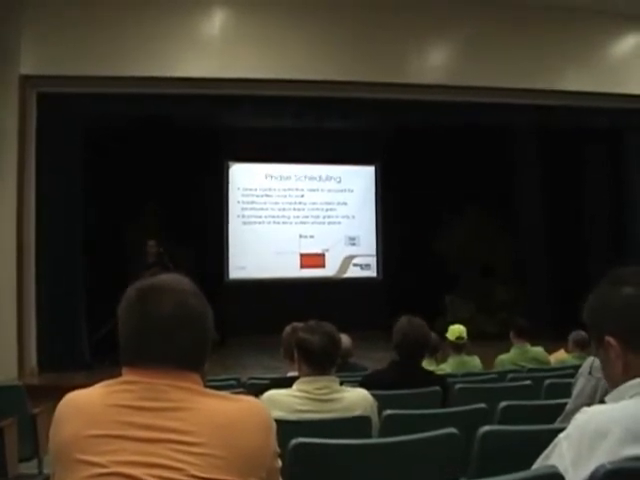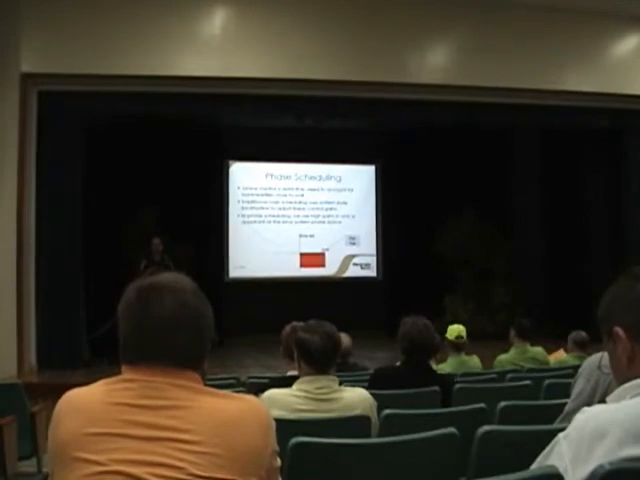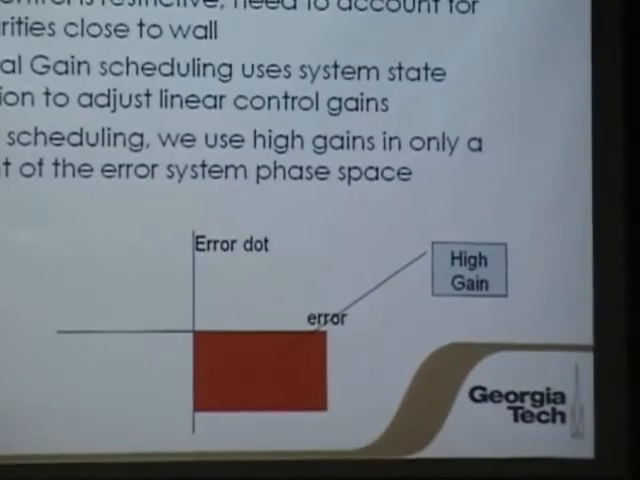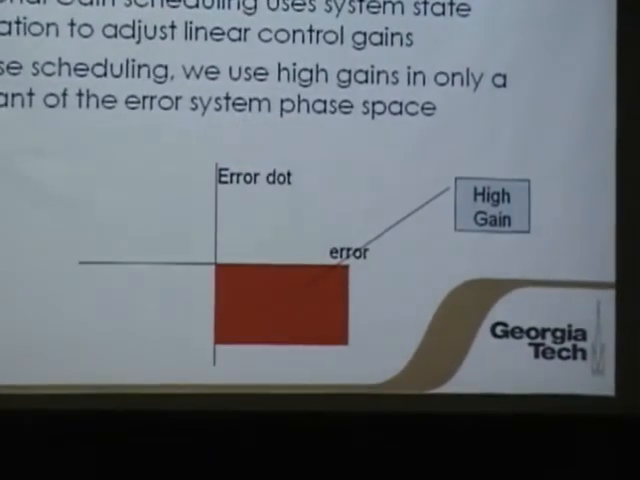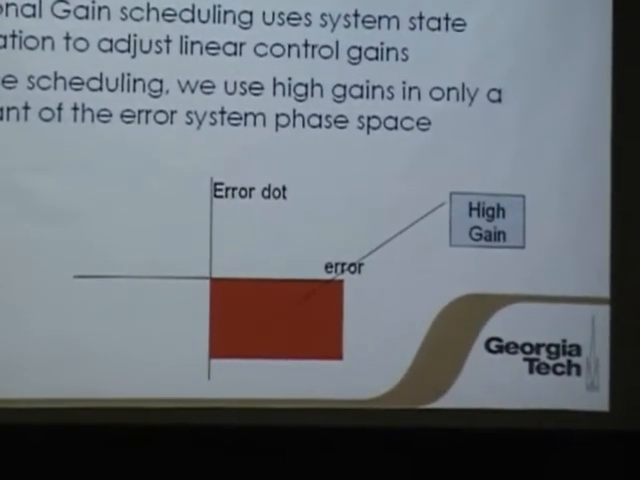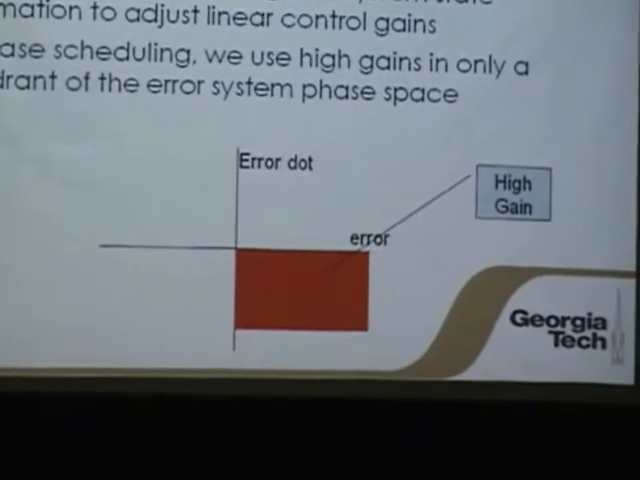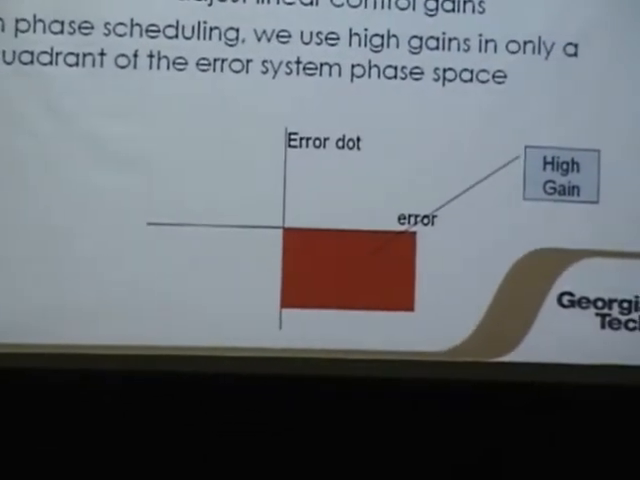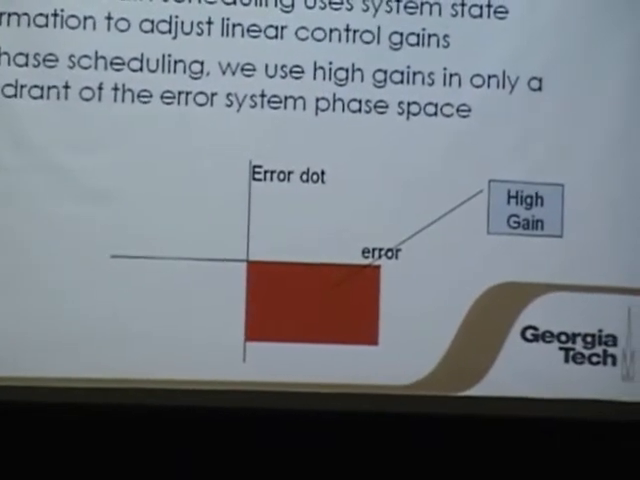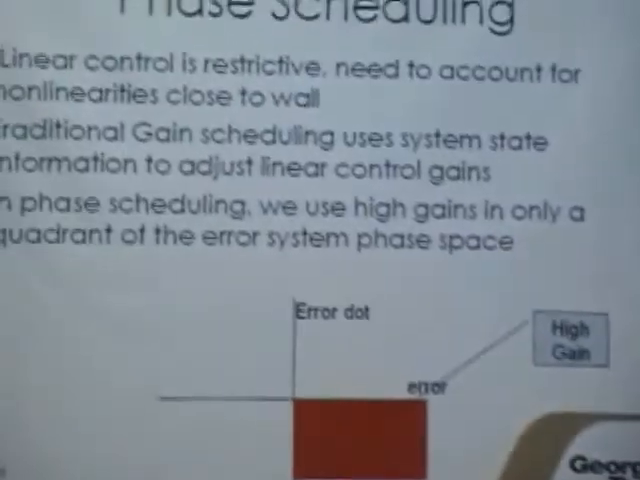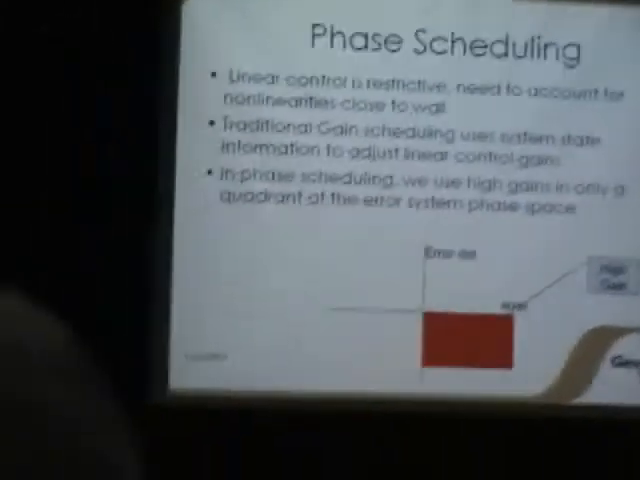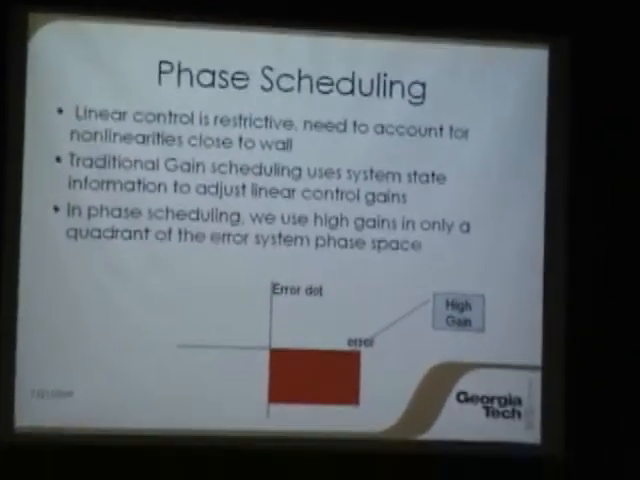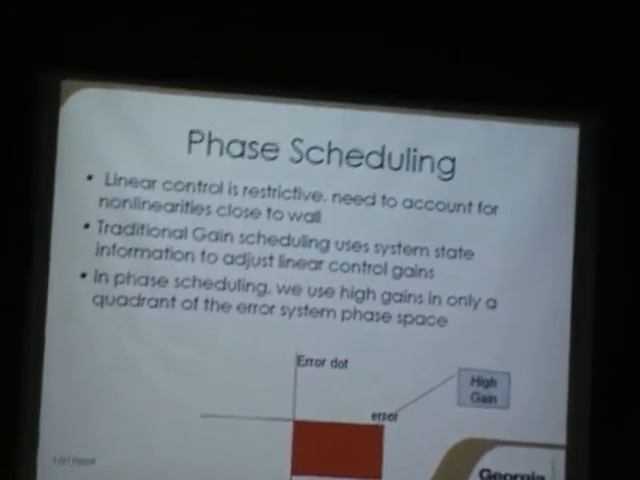So we proposed a method which, in only one quadrant of the phase space, which is plotted there, and can be considered as error dot versus error, in the quadrant where error and error dot are both negative, we use high gains. This is the quadrant where you're most likely to hit the wall, and you're probably very close to the wall. In all other quadrants, we use low gains. And we came up with a linear interpolation for transitioning the gains, to have a smooth transition between the high and the low gain parts. This is what we call phase scheduling.